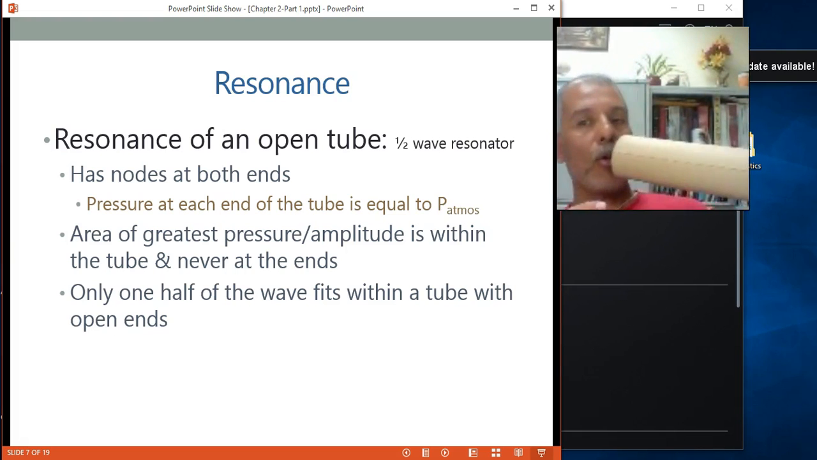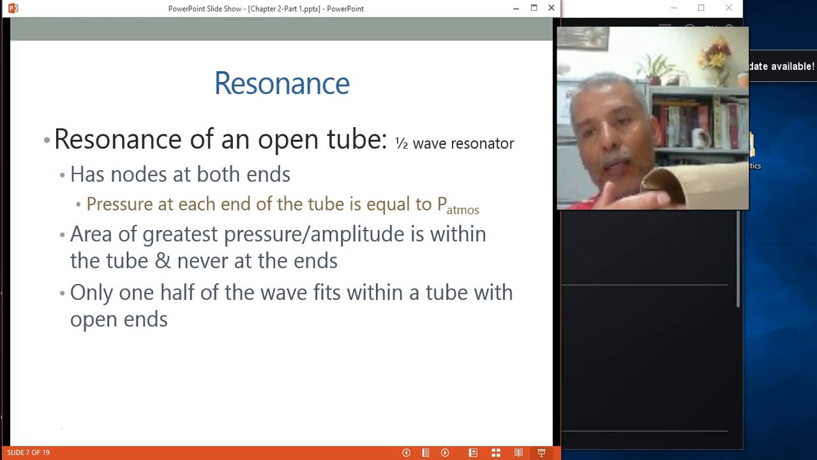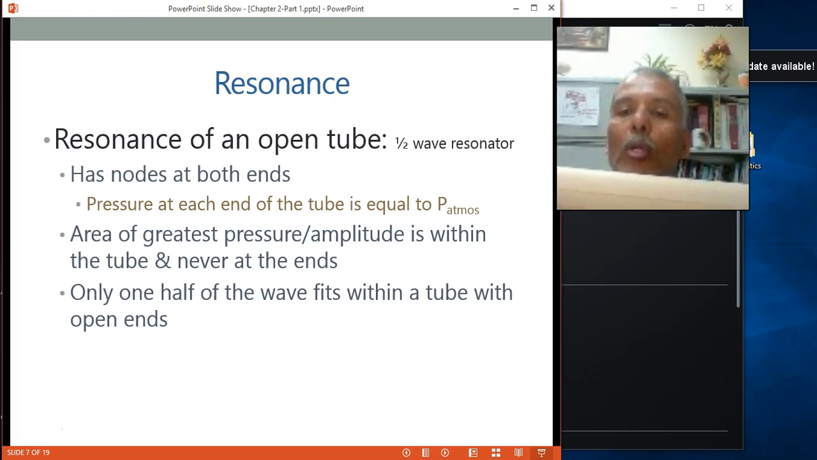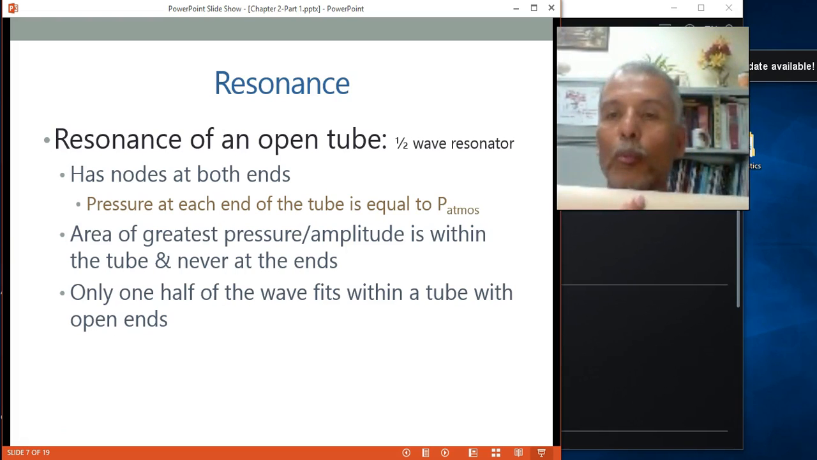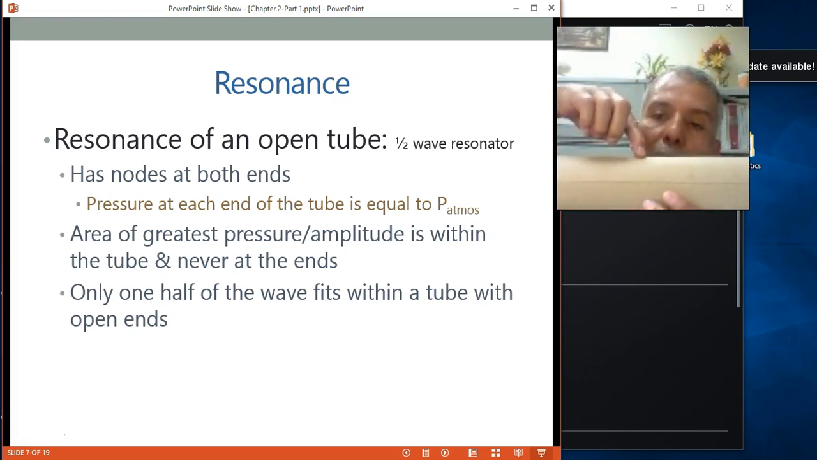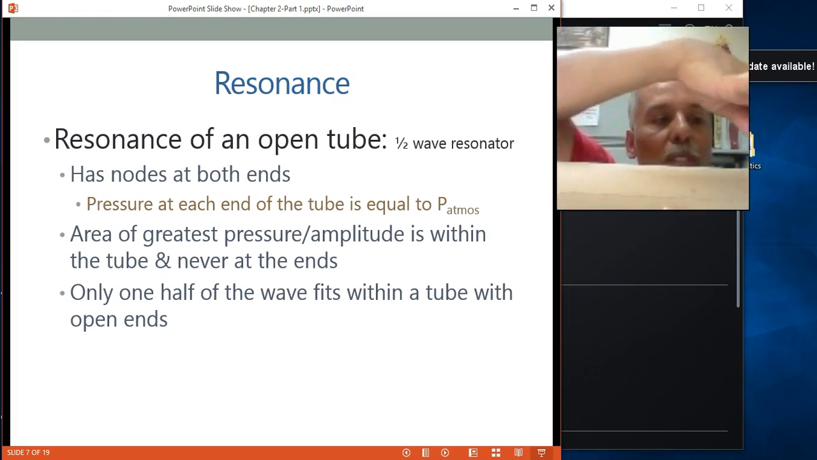Now when I play a tone into this tube, that is again an area of no pressure, an area of no pressure. My wave is going to go like this. It's going to peak in the center of the tube, where there will be the greatest amplitude. The maximum point of amplitude will be in the center of the tube. So the wave is going to be like this.